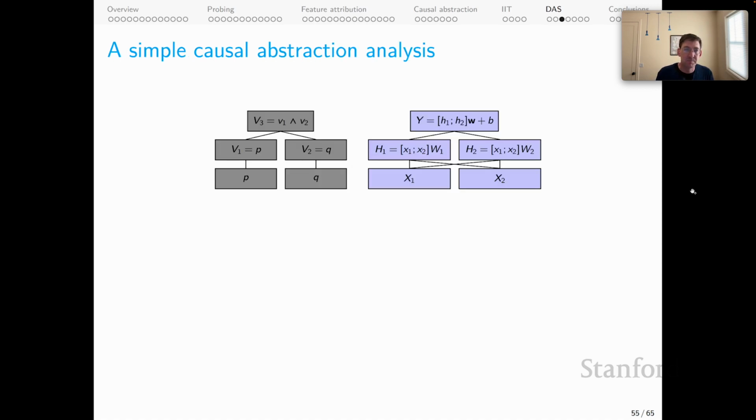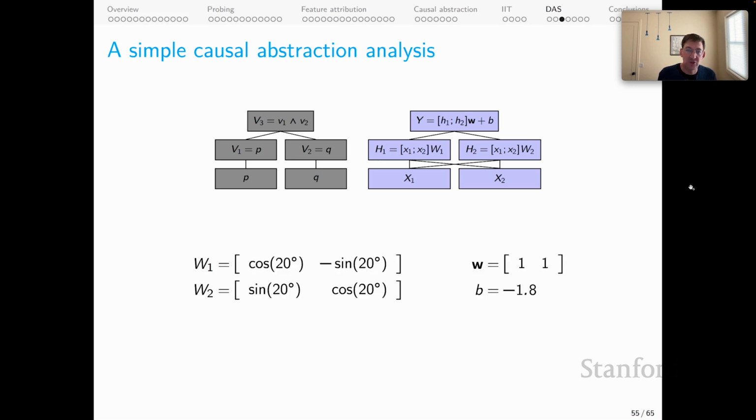I'm going to keep this high level and intuitive, and for that I'll have a running example, a very simple one. This is Boolean conjunction. I have the causal model on the left here. It takes in Boolean variables. It has intermediate variables for those inputs, and then it outputs true if both of the inputs were true, otherwise false. On the right, I have a very simple neural model, and the neural model perfectly solves our Boolean conjunction task with this set of parameters. So that's the starting point.